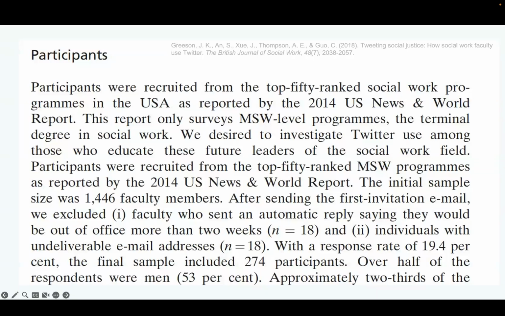So this is one of my publications to show where you can find the information about sampling in the article. For example, here in the participants section, you will see participants were recruited from the top 50 ranked social work programs by the U.S. News rank report. So this is an example of purposive sampling because we only sampled the top 50 ranked social work programs in the USA. We did not recruit the top 51 or top 52.